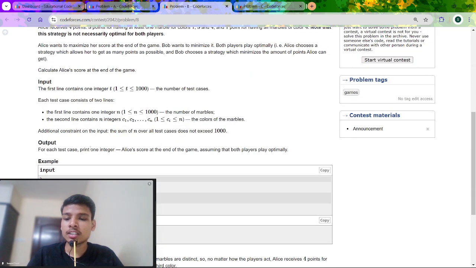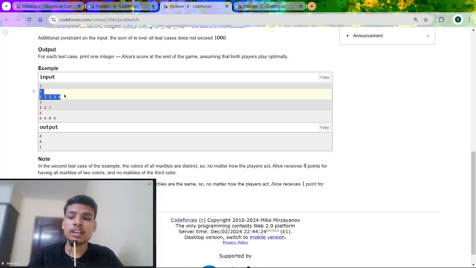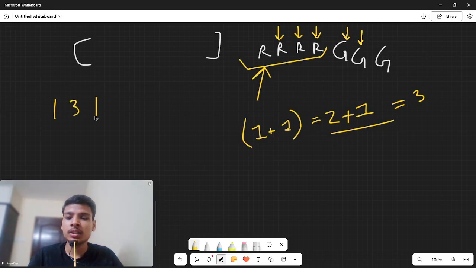Now what they are asking us to do is Alice's score at the end of the game, assuming both play optimally. So Alice wants to maximize her score and Bob wants to minimize her score. So what can they do? By reading the problem you can easily justify. For example, let's suppose I'm taking 1, 3, 1, 3, 4.